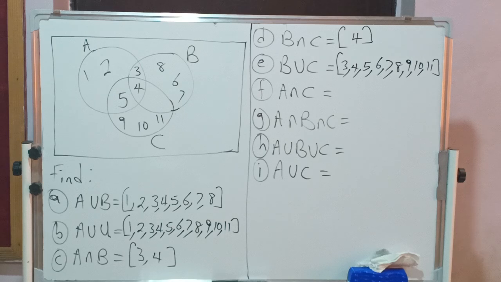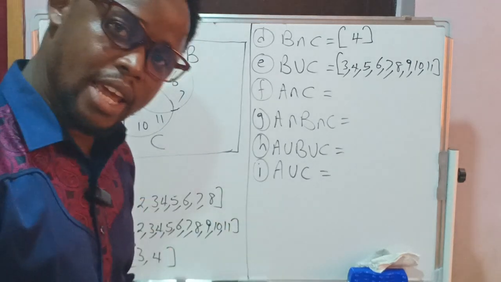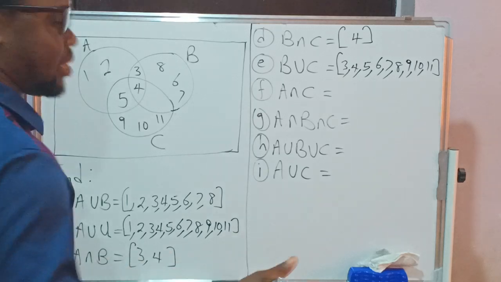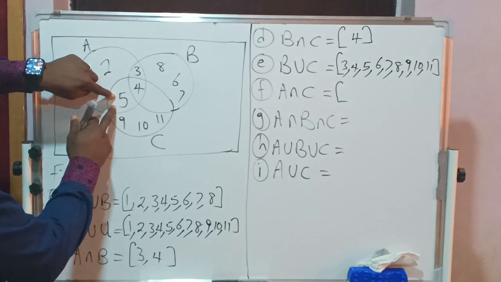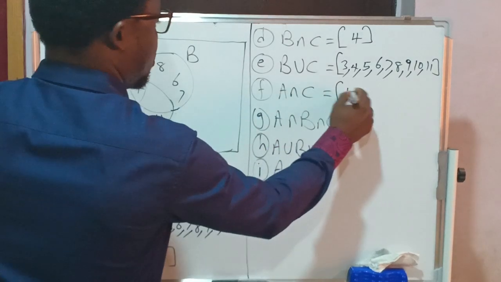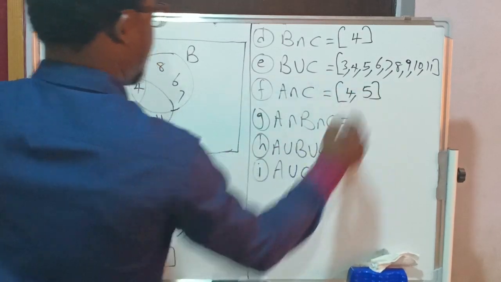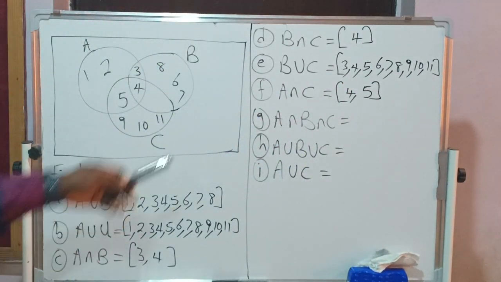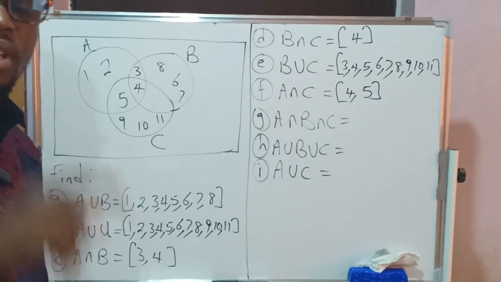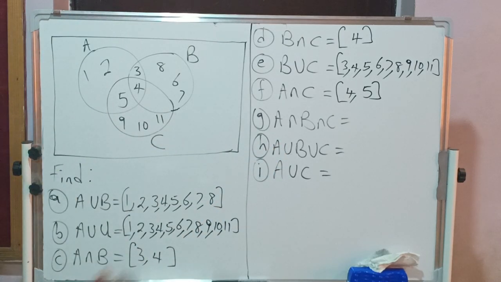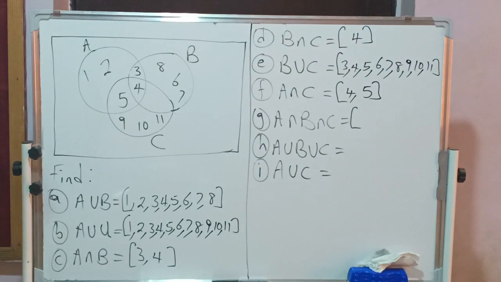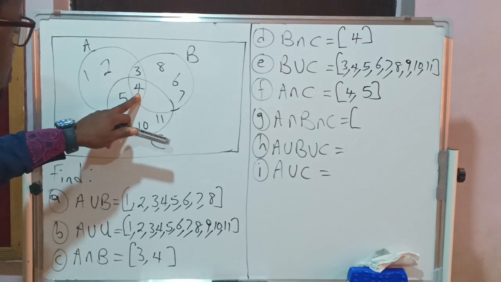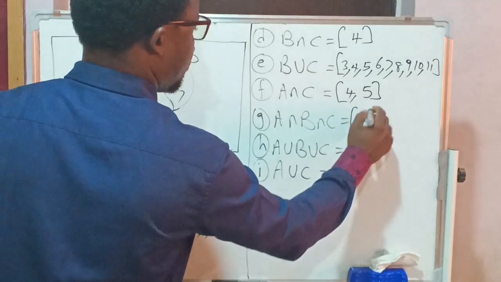Then we go to the next one, F. A intersect C. That is what you can see in A and C at the same time without any repetition. So look at A, look at C. What are they? 4 and 5. Now we go to the next one, G. A intersect B intersect C. That is what you can see in A, B, and C at the same time. And what is that? That is 4.